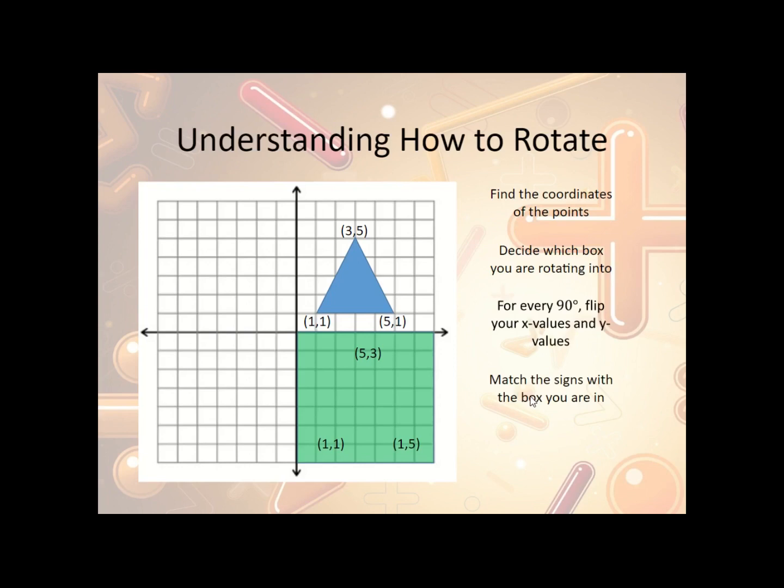And then we need to match the signs with the box that we're in. So over here we have positive x's and negative y's. So we're going to change all of our y's to be negative. So 1, negative 1, 1, negative 5, and 5, negative 3. And then we can plot our points and just draw it in. And notice this should be the exact same triangle, just spun around into this box here.